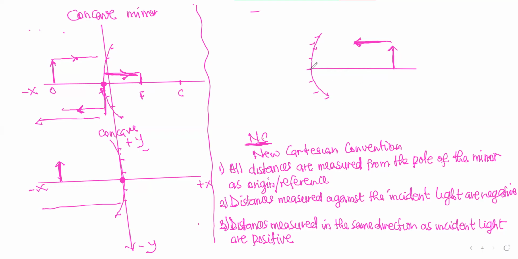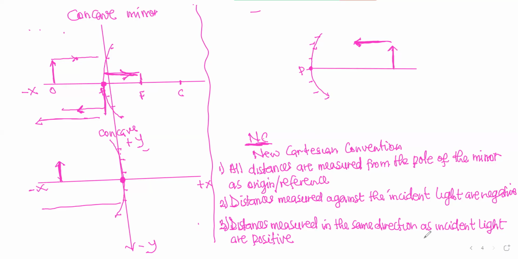So once is the pole, all measurements against the direction of the incident light are negative. All measurements in the same direction as the incident light are positive. So no matter the orientation of the object, we can still apply the law and use it accordingly. Now let's use the same question we solved for NC convention.